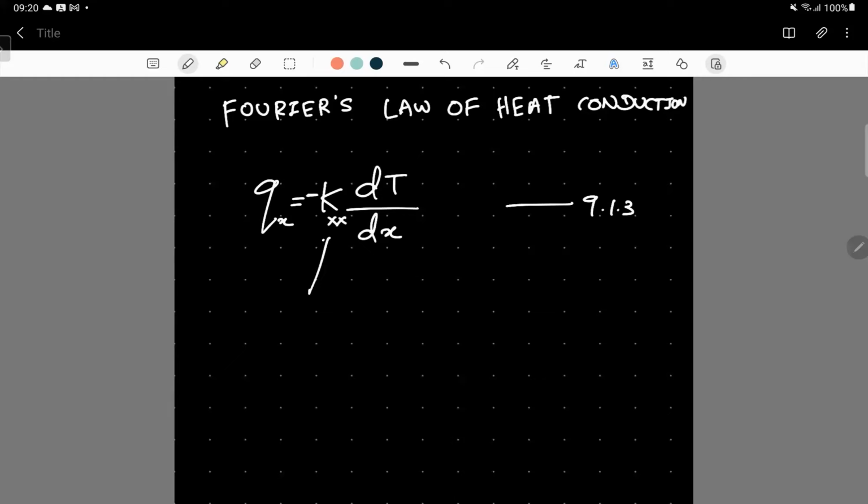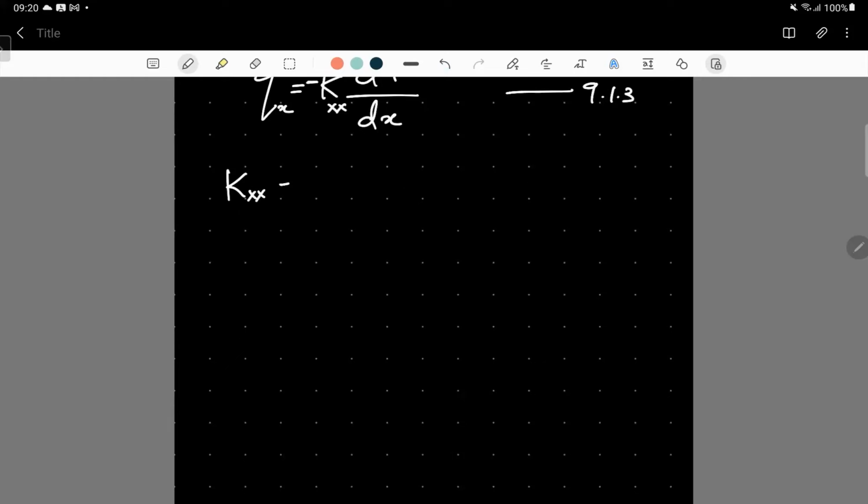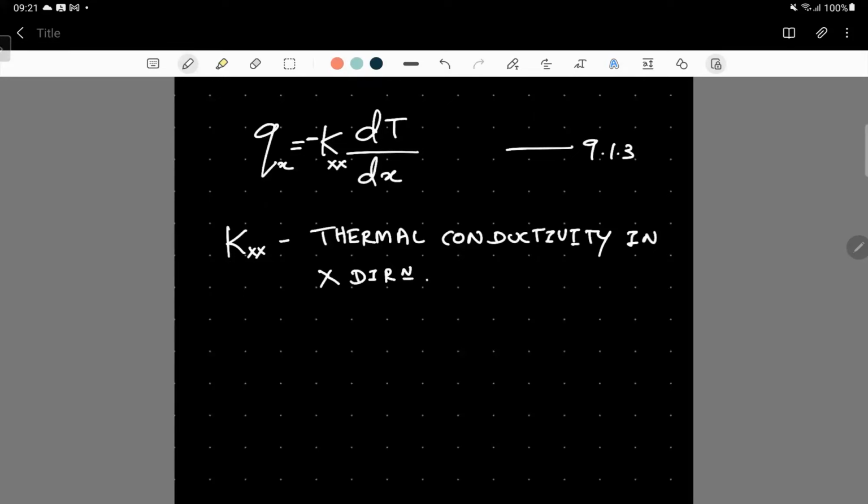Here Kxx refers to the thermal conductivity in the x direction, and the temperature is given using either Celsius degrees or Fahrenheit. Kxx defines the thermal conductivity in the x direction, and dT divided by dx refers to the temperature gradient. Here T defines the temperature in Celsius or Fahrenheit degrees, and of course you can also define it in Kelvin.